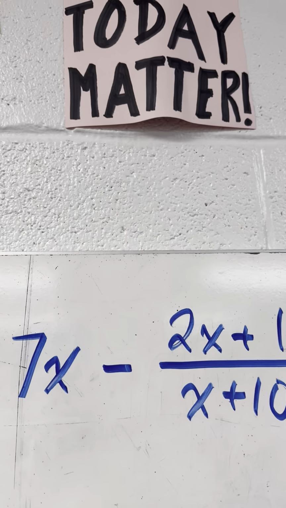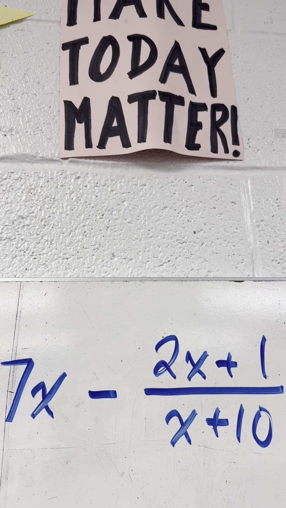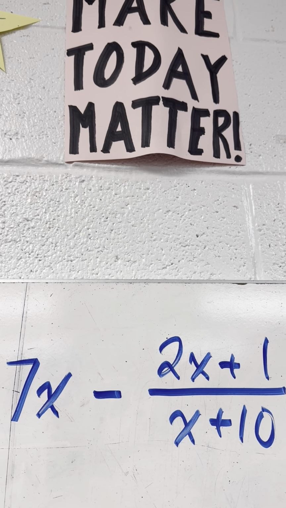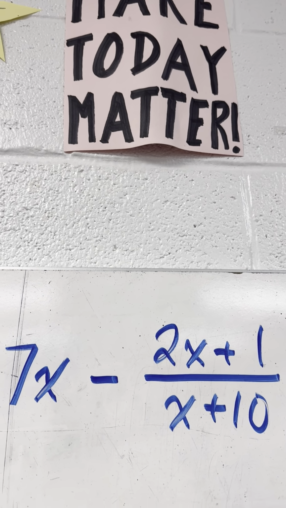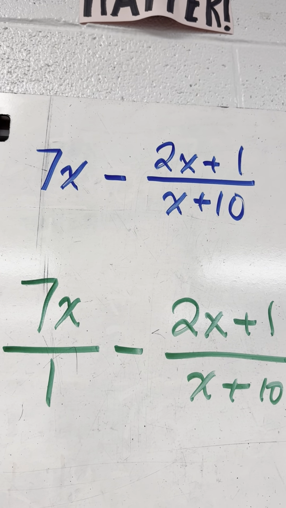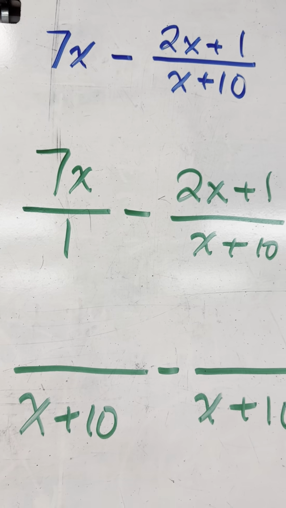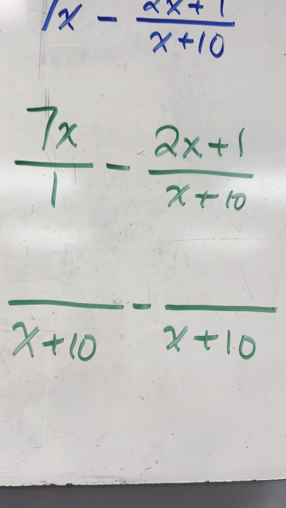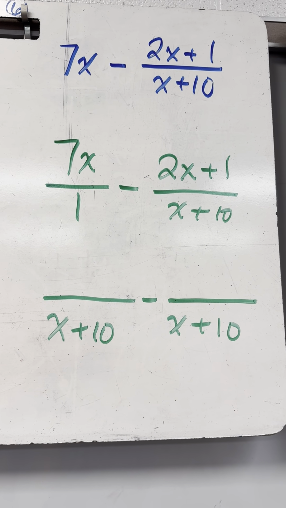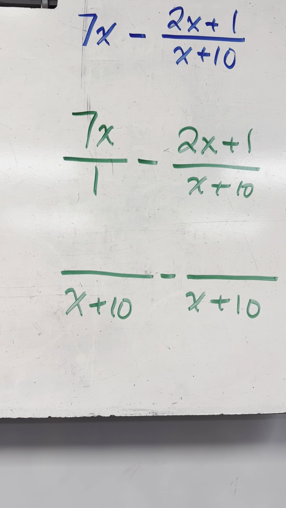Would you agree here that x plus 10 is the common denominator, right? Because you have 7x over 1, right? So x plus 10 is the common denominator. I'm going to leave it to you to do the rest from there, okay?